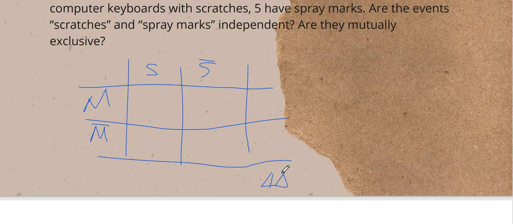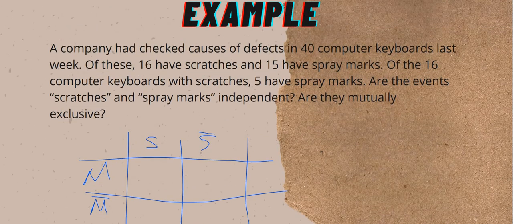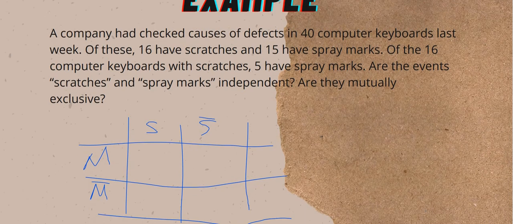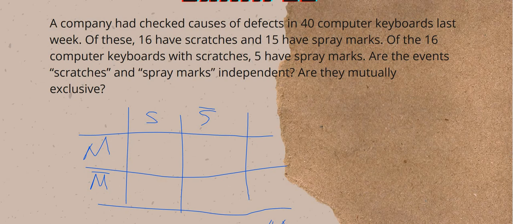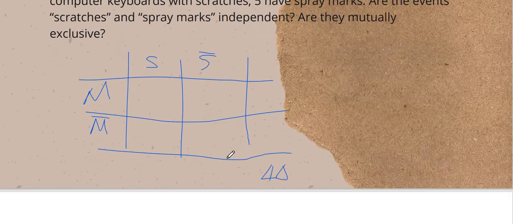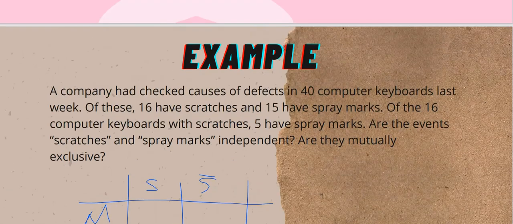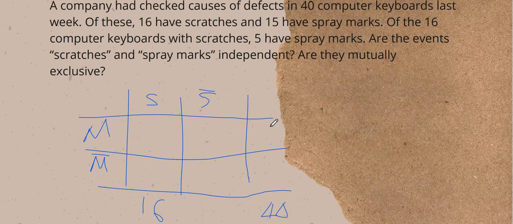Alright, okay, so it said that 16 have scratch and 15 have spray marks. So it means that 16 have scratch. Maksudnya total of scratch tu adalah 16. Okay, the total of scratch must be 16 and the total of spray marks is 15. So 15.